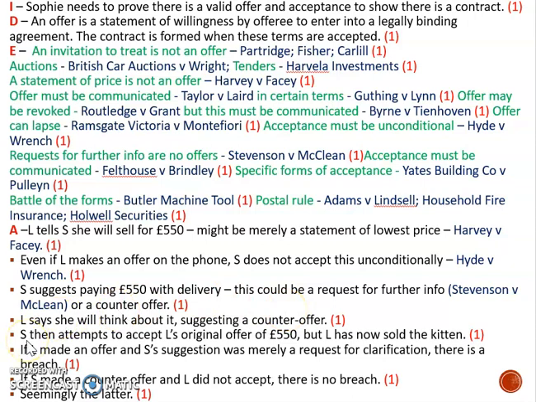Sophie, then a few days later, attempts to accept Lucy's original offer of £550, but Lucy's sold the kitten. If Lucy had made an offer and Sophie's £550 with delivery business was really just a request for clarification, Lucy would have breached the contract. But if Sophie made a counter offer with this £550 with delivery, Lucy didn't accept that. There's no breach. She was free to sell to somebody else. And I've put here as my conclusion, seemingly the latter. So it looks like there's no breach at all because Sophie's made a counter offer which Lucy doesn't accept.